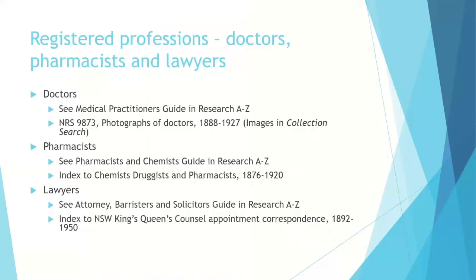We have registered professions, so the doctors, pharmacists and lawyers, for example. You'll see guides to those records in our Research A to Z. And then we've also got our photographs of doctors on our website. We have the indexes to chemists, druggists and pharmacists. And we do have an index to King's and Queen's Council appointment correspondence, 1892 to 1950.